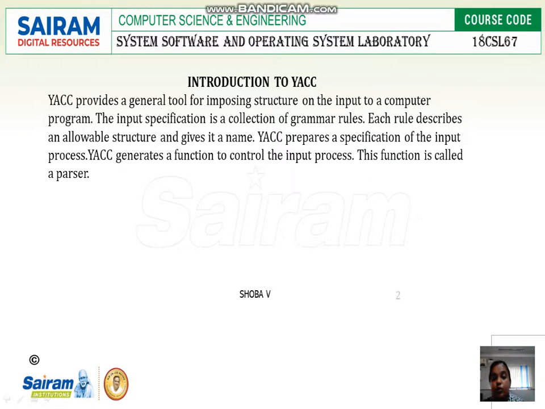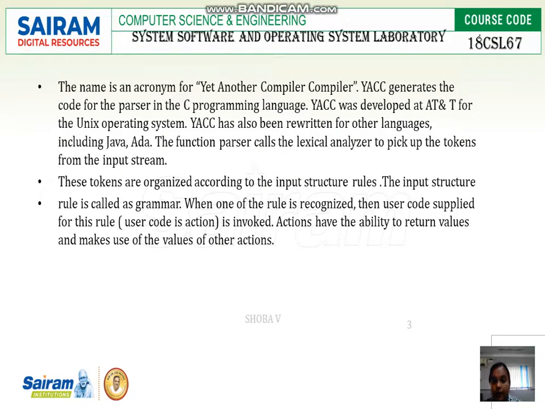It provides a general tool for imposing structure on the input to a computer program. This is a collection of grammar rules, and each rule describes an allowable structure and gives its name, called .y. It prepares a specification of the input process and generates a function to control the input process too, and we can call this function a parser. The name is an acronym for yet another compiler, and it generates the code for the parser in the C programming language. YACC was developed at AT&T for the Unix OS. It has also been rewritten for other languages including Java and Ada, and the parser function calls a lexical analyzer to pick up the tokens from the input string.